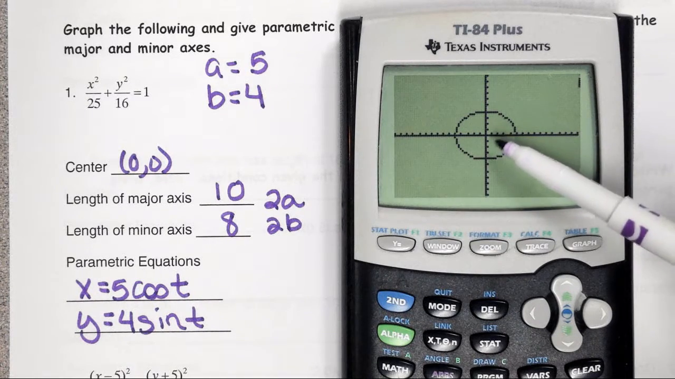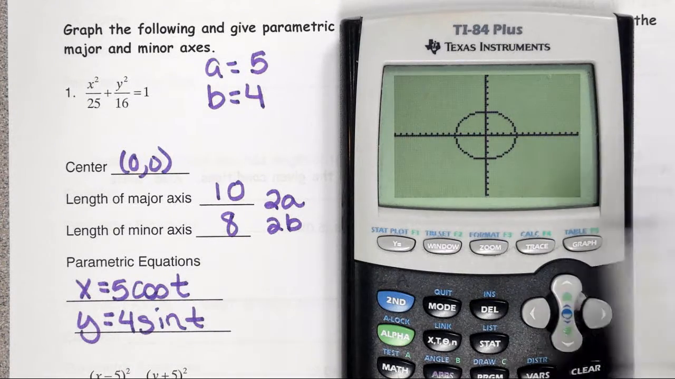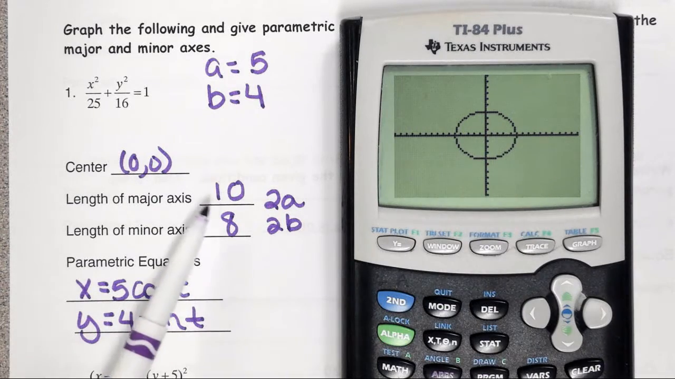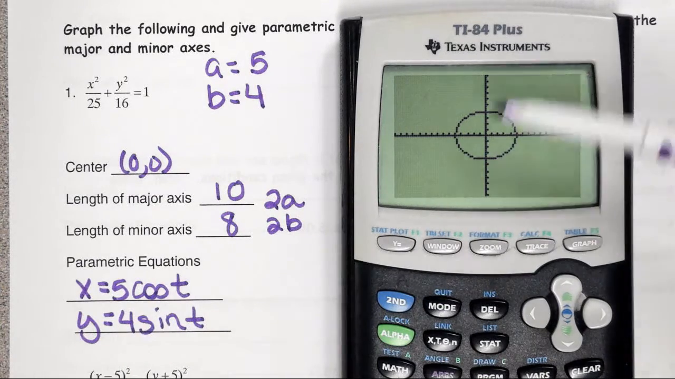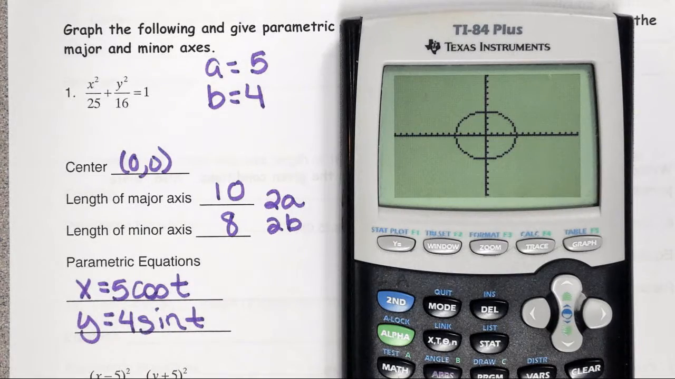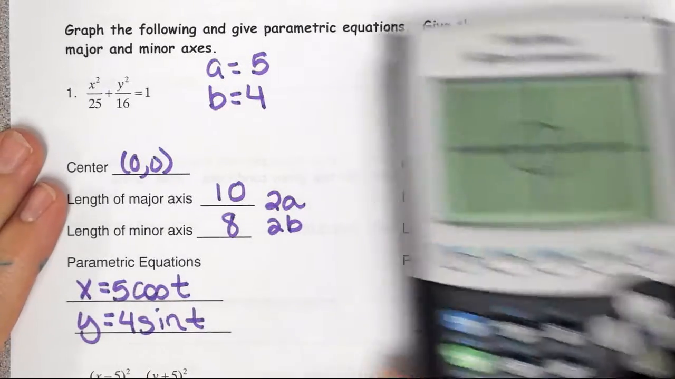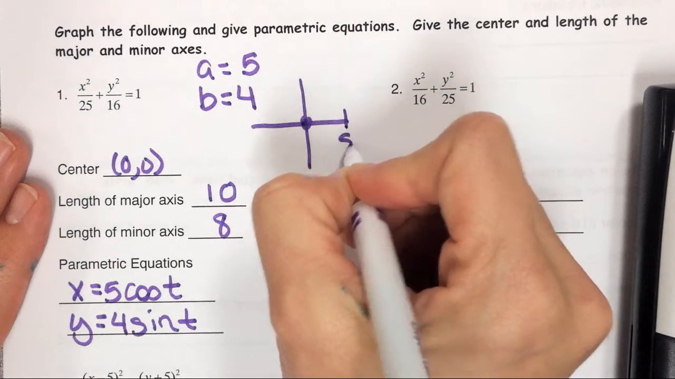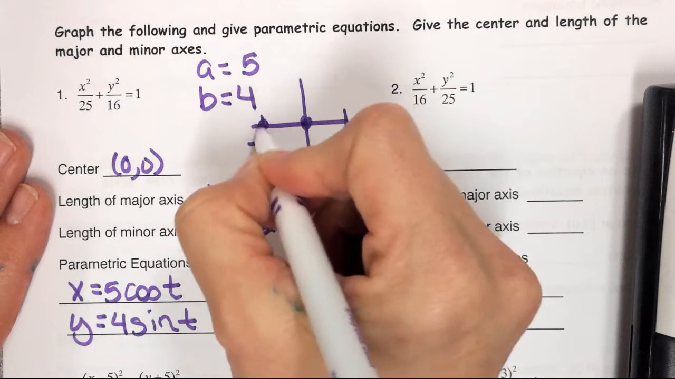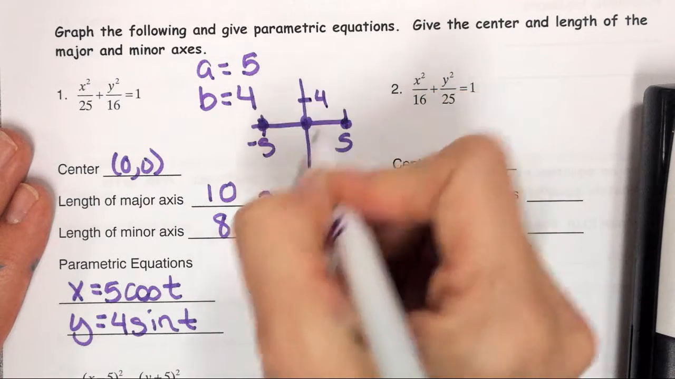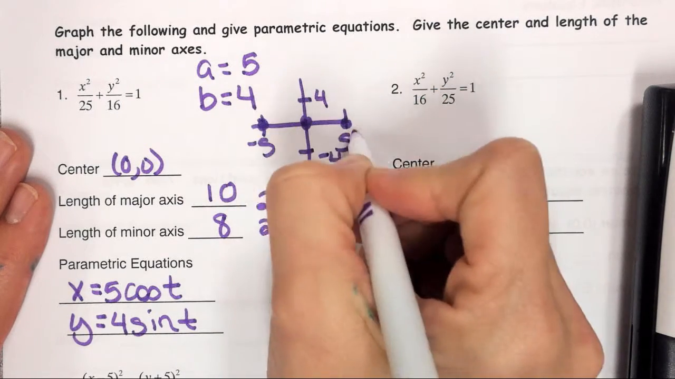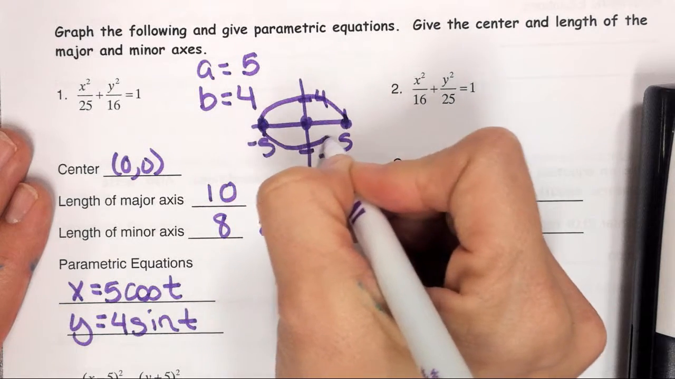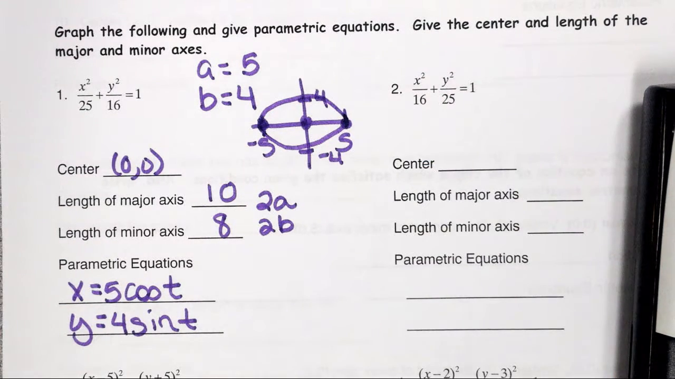Does this ellipse have a center at 0, 0? Yes. Did I go right 5 and left 5 for a total of 10? Did I go up 4 and down 4 for a total of 8? Go sketch that picture. Does not have to be a hard picture. 0, 0. I went right 5. I went left 5. Up 4. Down 4. And then I'm going to draw my ellipse. And that's all I need. Talk about easy. What do you think? It's good, right?